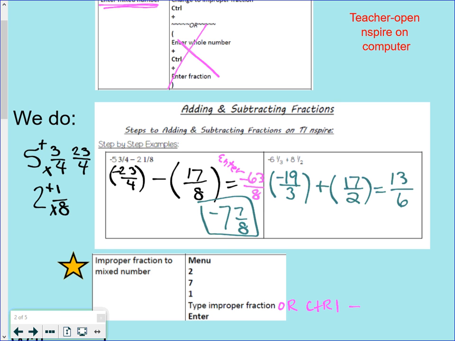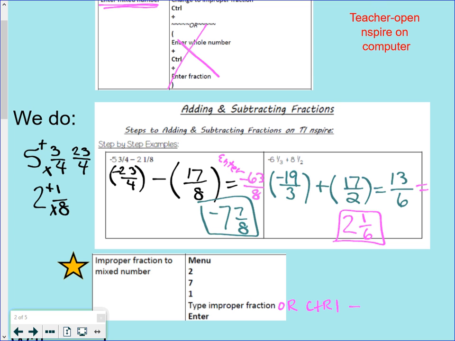Okay? All right? Now that we have an improper fraction, how are we going to convert that? We're going to hit menu. Good. 271. And then inside the parentheses, we're going to hit the yellow button negative. That's going to bring our improper fraction there. So we're just going to hit enter, and it should convert to 2 plus 1/6. Yeah, 2 and 1/6. Very good?